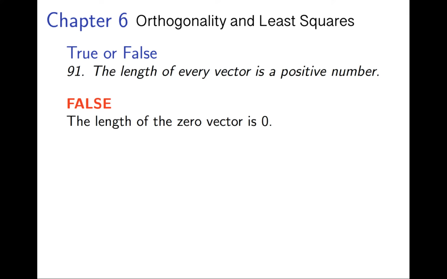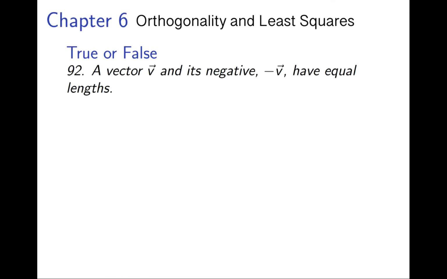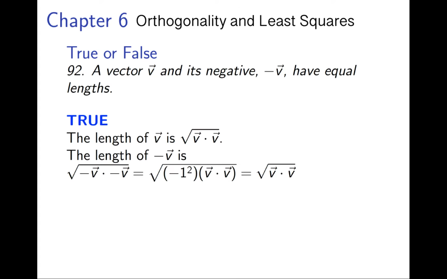The length of any other vector sure is positive, but the length of the zero vector is 0, which is not positive. Number 92. A vector v and its negative v have equal lengths. This is true. So remember, the length of the vector is the square root of v dotted with itself. The length of negative v is the square root of negative v dotted with negative v. We could pull out the negative ones, so that's the square root of negative 1 squared times v dot v. Well, negative 1 squared is 1, so this is just the square root of v dot v, which is the length of v.